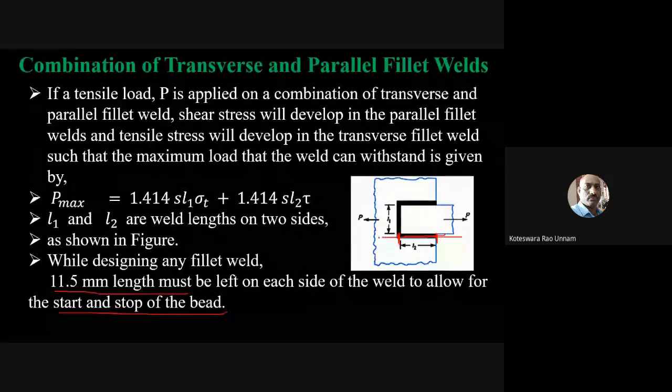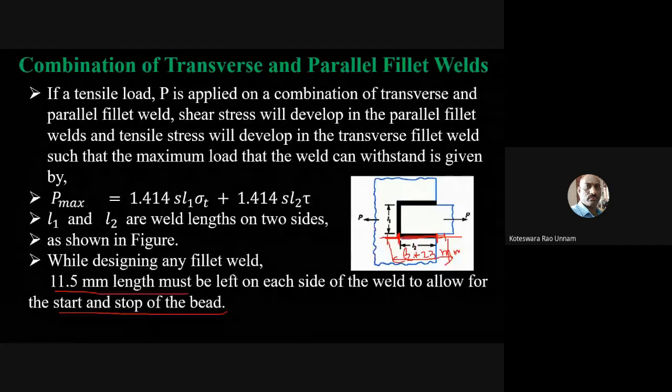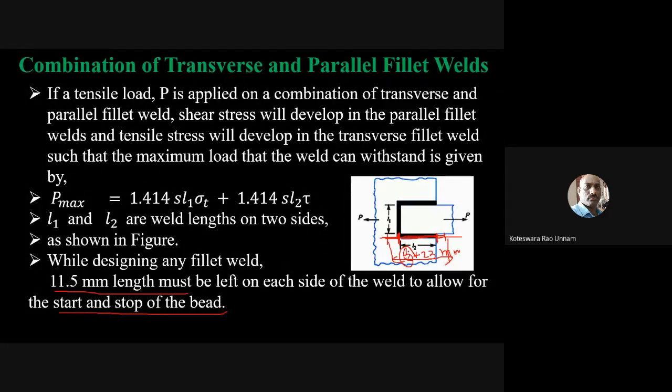So even if I say the weld starts from here and ends here, you need to consider 11.5 mm on this side and 11.5 mm on this side also. If I want to estimate the total length of the weld required, it is going to be L2 plus 23 mm, not 22: 11.5 into 2 is 23 mm. But while calculating the strength of the weld, we take only this as the weld length. Only L2 is considered while calculating the dimensions.